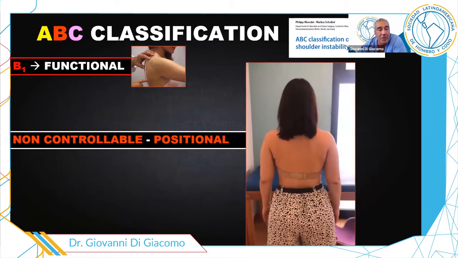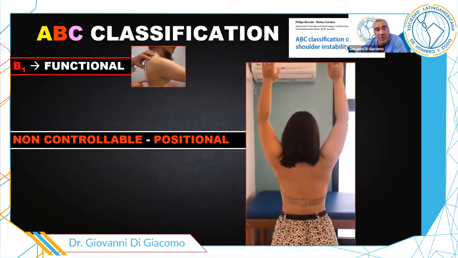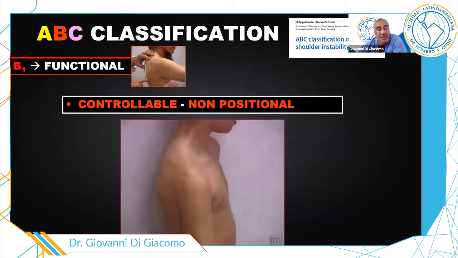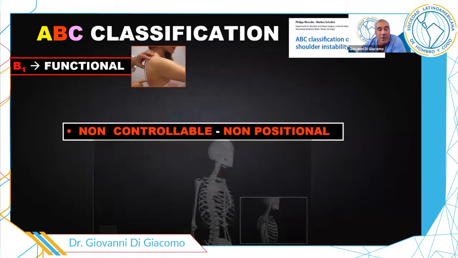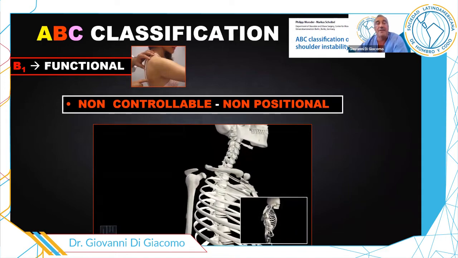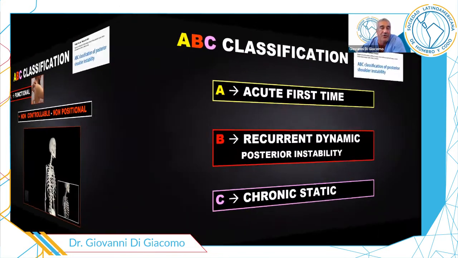It can be not controllable positional, like this patient who is not able to control the dislocation. Controllable not positional: you can see the position of the arm is in adduction. And then we can have non-controllable non-positional. Of course, we have different videos that can show this kind of pathology.